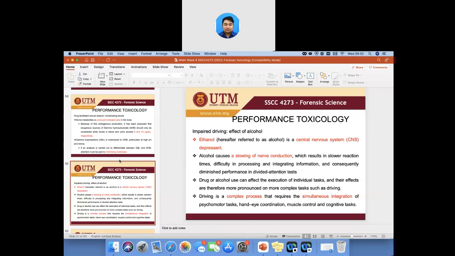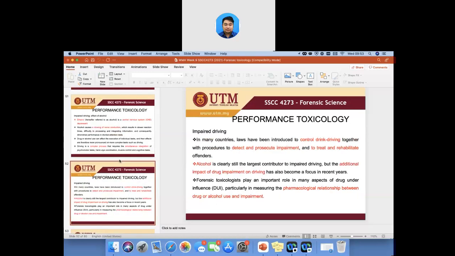So drug or alcohol can affect the execution of any individual task, and their effects are therefore more pronounced in more complex tasks such as driving. When you are driving, you require attention towards the road and attention towards your surroundings as well. So this kind of task might be too hard for a person that is under the influence of alcohol. Driving is a complex process where it requires a simultaneous integration between your psychomotor tasks, high-end coordination, muscle control, and cognitive tasks. So with the use of alcohol, which is known as a central nervous system depressant, it is going to be a problem.